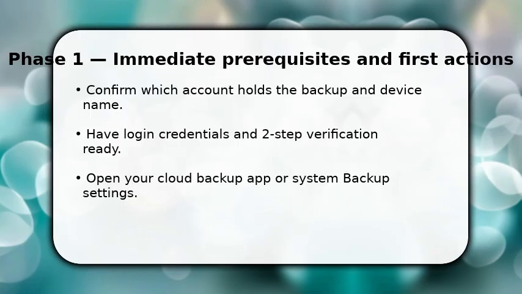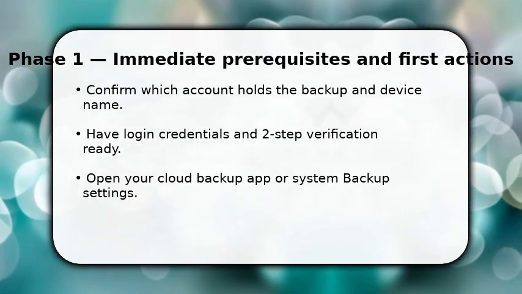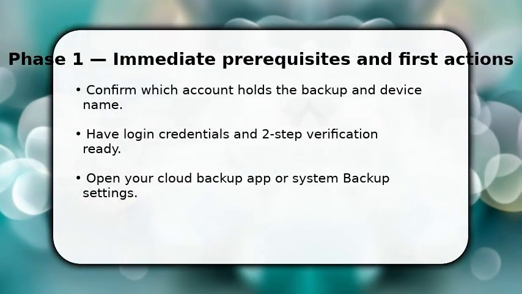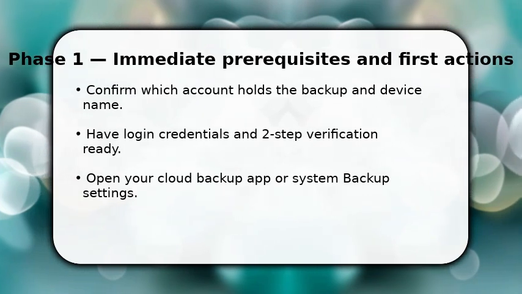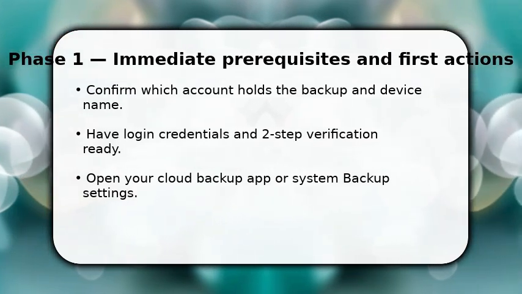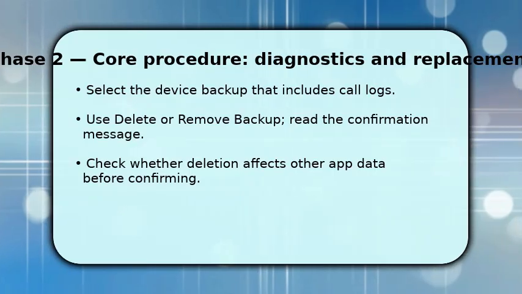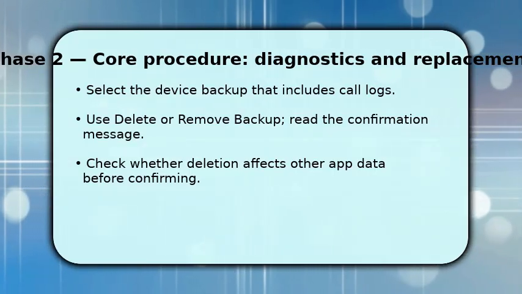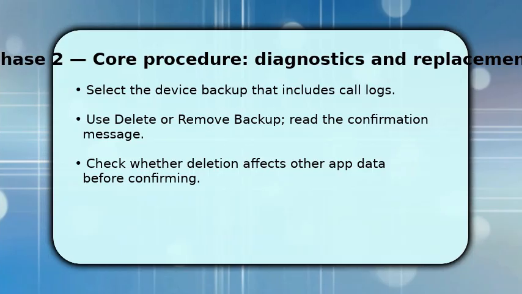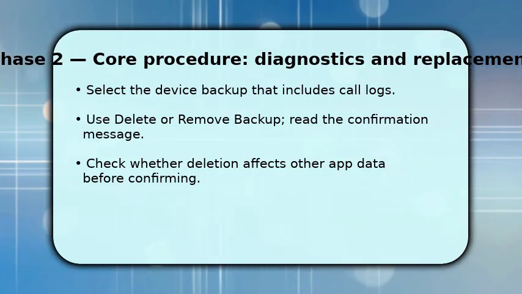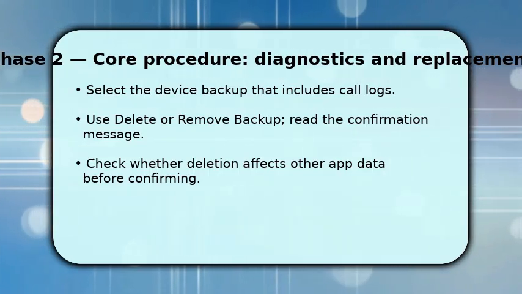Do this first so you are positioned to find the specific backup file that contains call history without wasting time checking unrelated folders. Now locate the exact backup entry tied to the device and date that holds call logs. Tap or click the backup to view details, then choose Delete, Remove Backup, or a similar option.